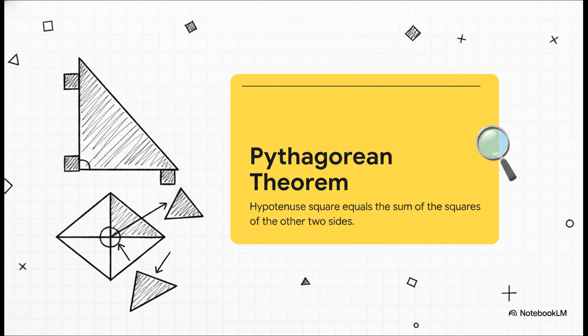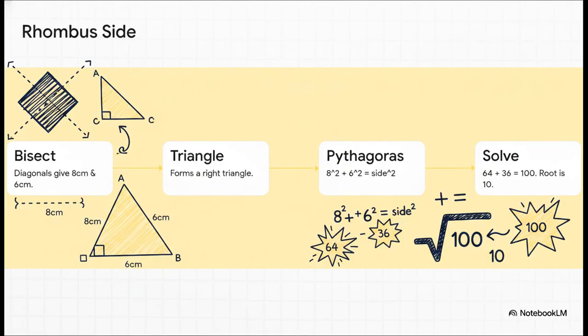As a quick refresher, this theorem states that in a right-angled triangle, the square of the long side, the hypotenuse, is equal to the sum of the squares of the two shorter sides. This is absolutely the ultimate tool for solving rhombus diagonal questions, because remember, the diagonals of a rhombus always meet to form perfect right-angled triangles.